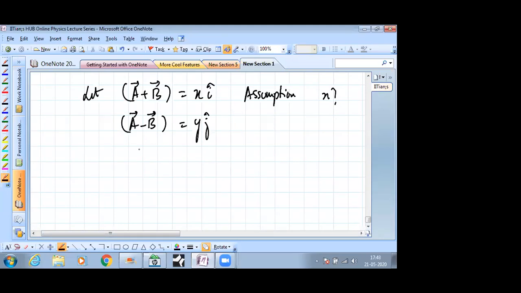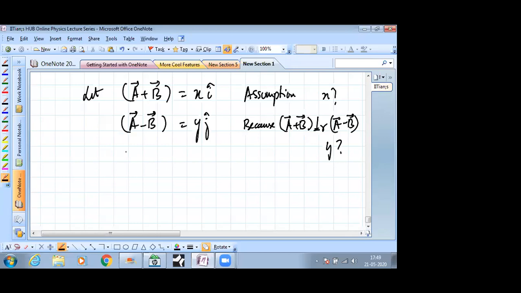But the important thing is A minus B is perpendicular to it. Okay, so this is again an assumption. Because it is given to me that A plus B is perpendicular to A minus B, from that part of the statement, I made this assumption. And y is also unknown.